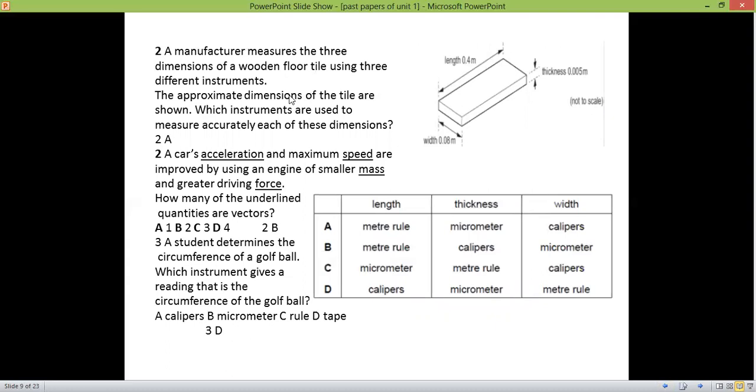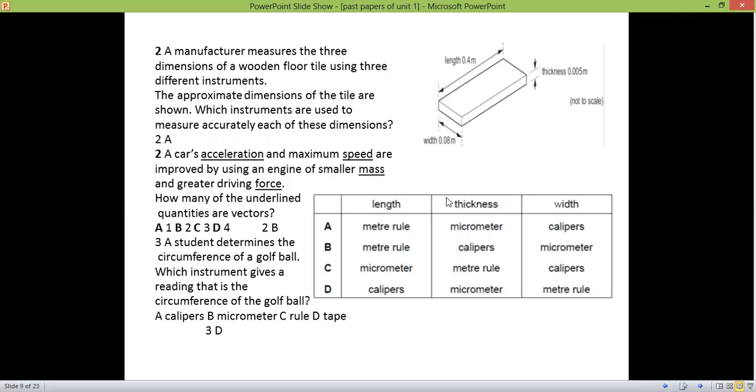Which instruments are used to measure accurately each of these dimensions? We have thickness, we have width, we have length. Thickness is the smallest length mentioned over here. So micrometer will be used to measure this. After that, we have width. Caliper can be used to measure this, and then the length. The length will be measured by a tape or a meter rule.